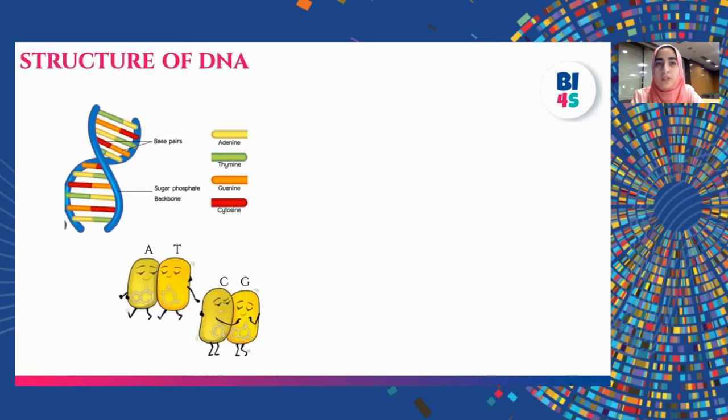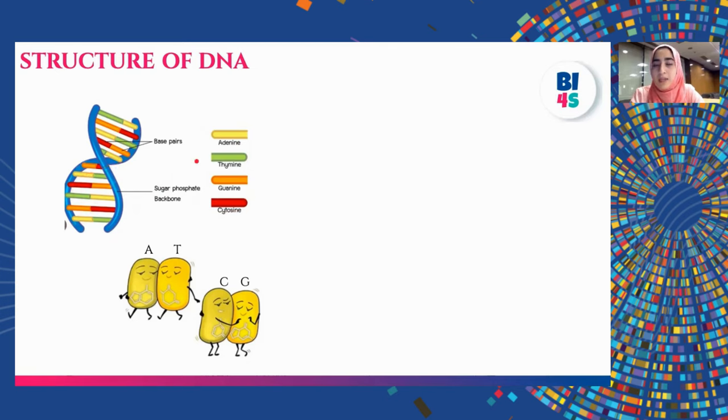Now, if we look at its structure, DNA has a very beautiful structure. If you can see, it has a backbone, which is known as a sugar phosphate backbone. And on this backbone, there are four different chemicals present, and those chemicals are known as bases. So DNA has four different types of bases: adenine, thymine, guanine, and cytosine. And these four bases pair together in the DNA, and this pairing results in the double helical structure of the DNA.